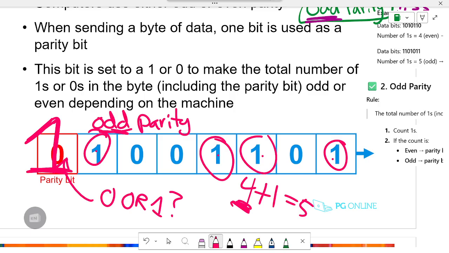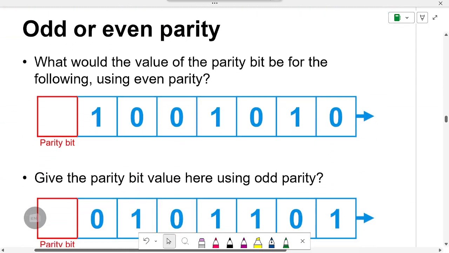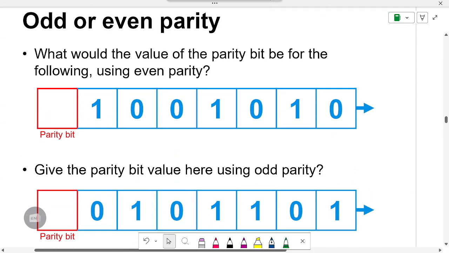If it was even parity, the total would have to be even, so it would be 0. Okay? So the very first thing is you have to think, does the total number of ones have to be even or odd? And so you have to look at the question. Mostly it's even parity, but sometimes it's odd. Let's do another one. This one is for Yuna.